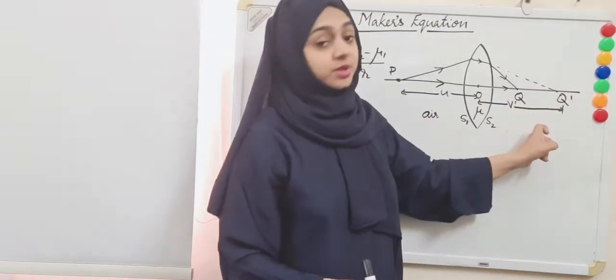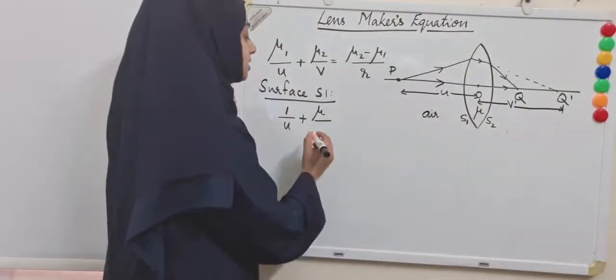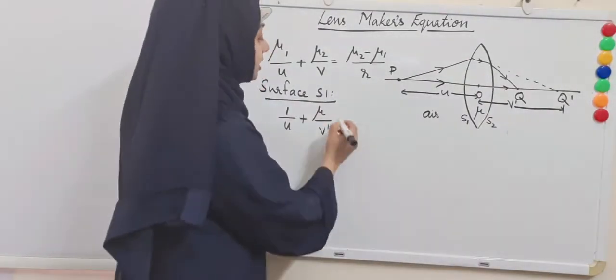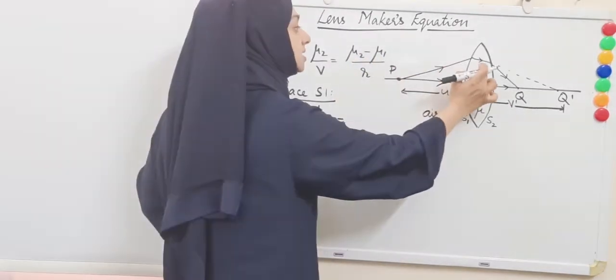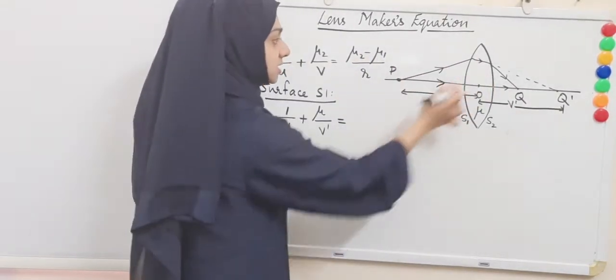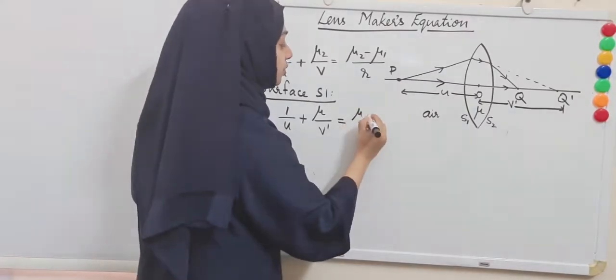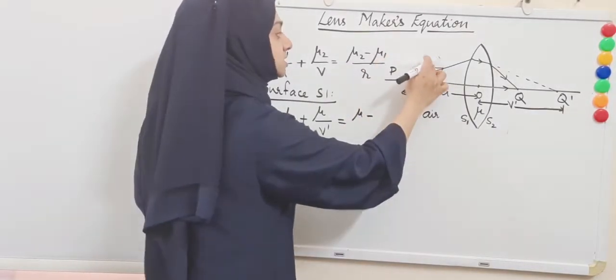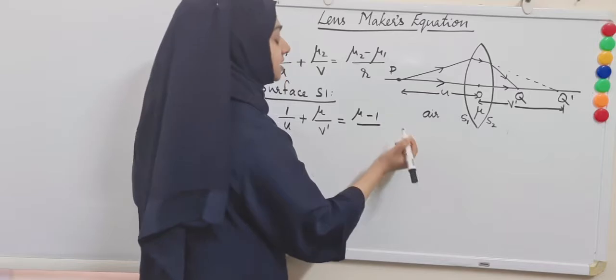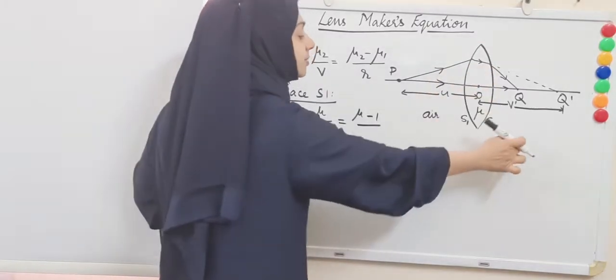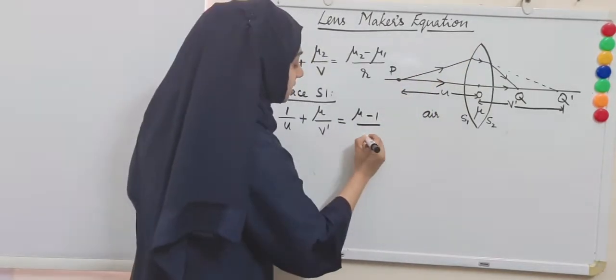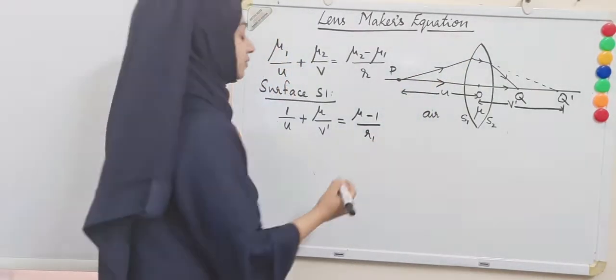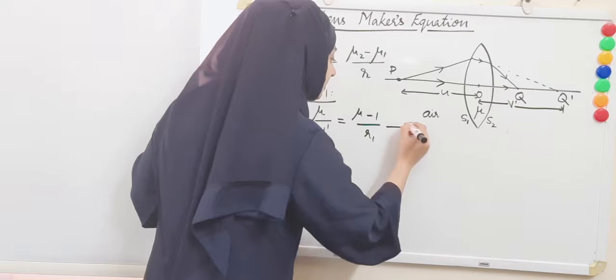So, V prime will be positive in this case. So, V prime equal to, now mu2 minus mu1, second medium is the lens. So, I have to take mu minus first medium is air. So, 1 divided by, let R1 represent the radius of curvature of this surface. So, I will consider it as R1. So, we got one equation here.